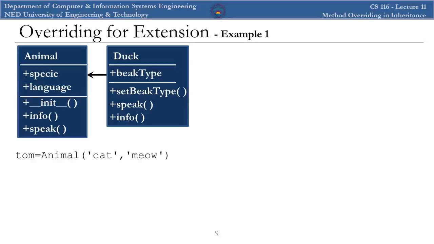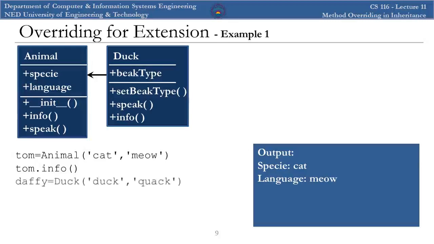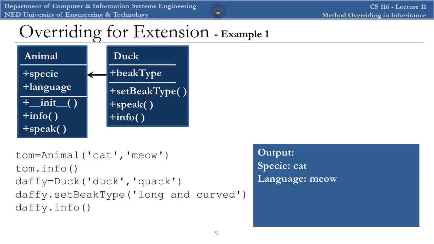I'm instantiating an object of class Animal. I'm printing its info. It should print two instance attributes, species and language. And now I'm instantiating an object of type Duck, and then I'm setting beak type, and then I'm calling this method info.